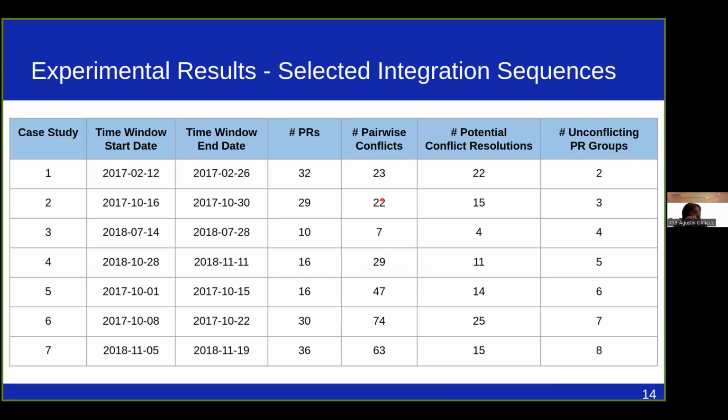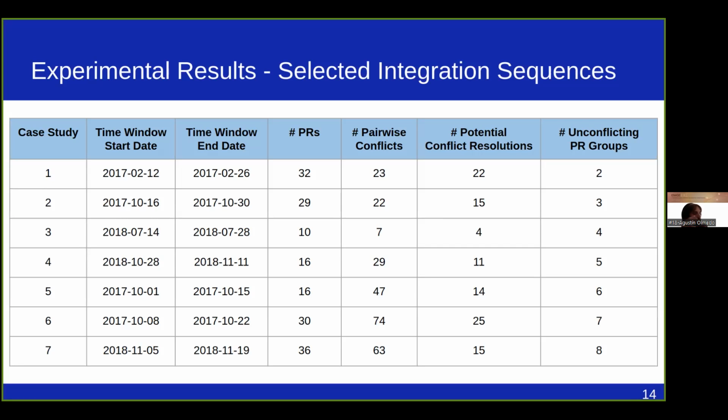I'm going to present the results obtained in our work. We apply our proposal to 7 representative historical integration sequences of the Antel 4 project. The selection criterion for these sequences is the number of unconflicting pull request groups obtained by applying the coloring algorithm to the pull request conflict graph corresponding to the integration sequences.